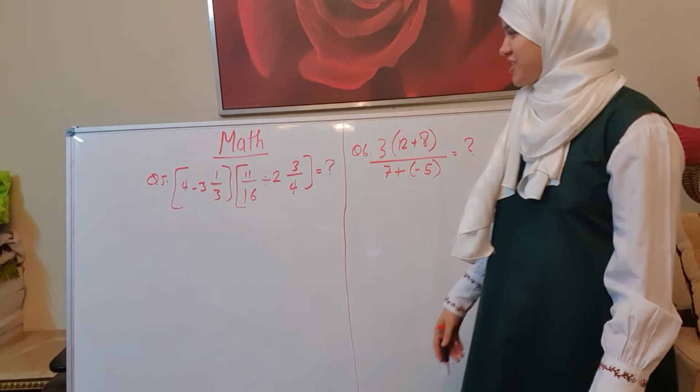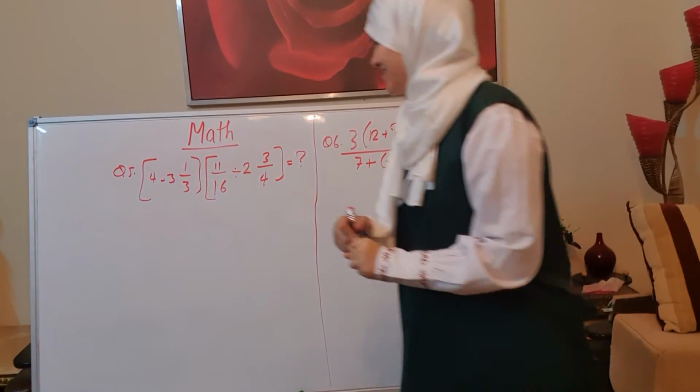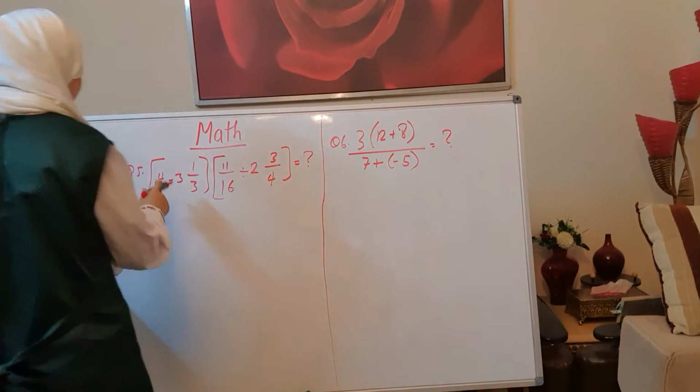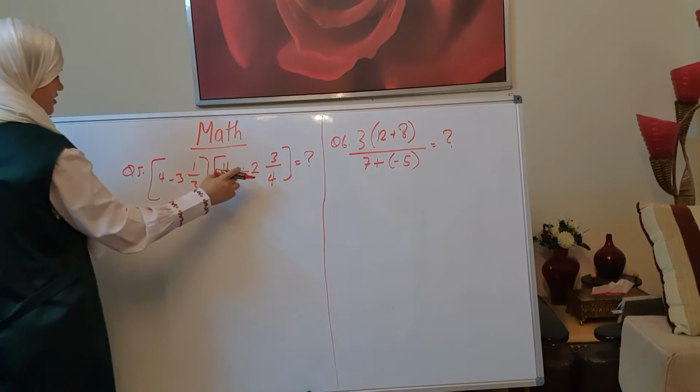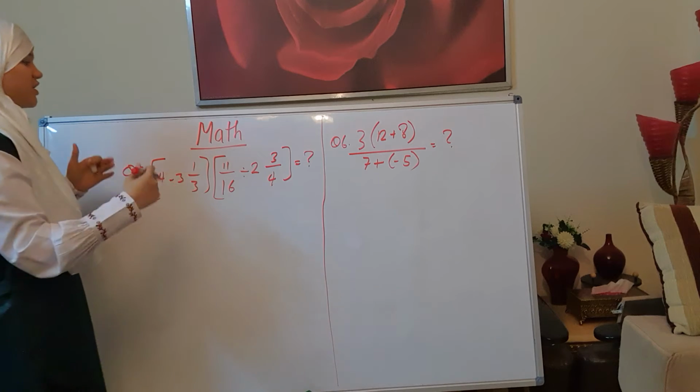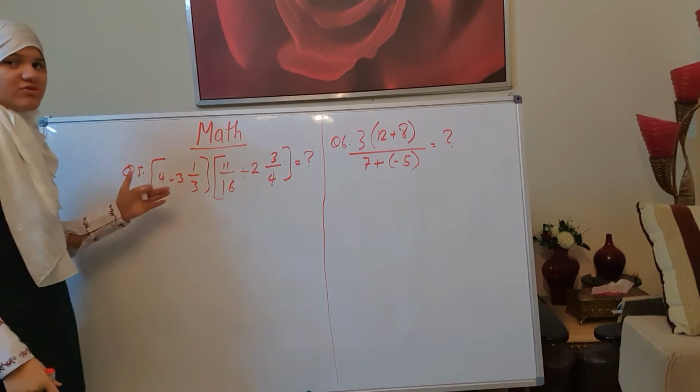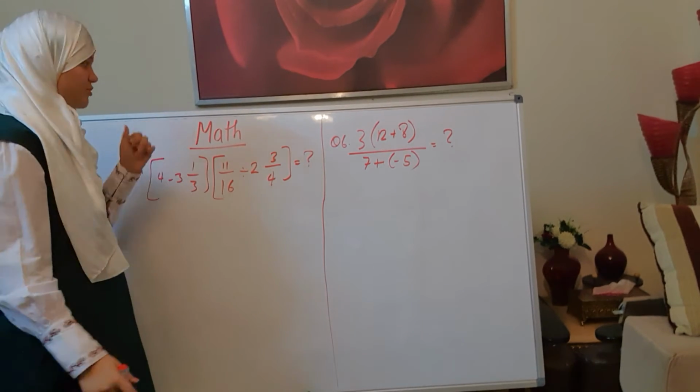Now let us continue with question number 5 and question number 6. Question number 5 says: 4 minus 3 1/3 (in brackets), times 11/16 divided by 2 3/4. Now we have mixed fractions and we want to make them improper fractions.